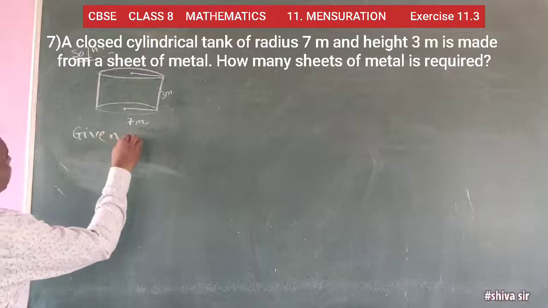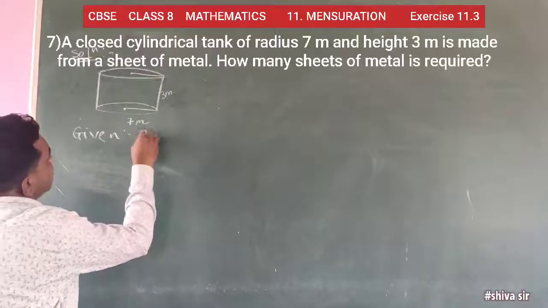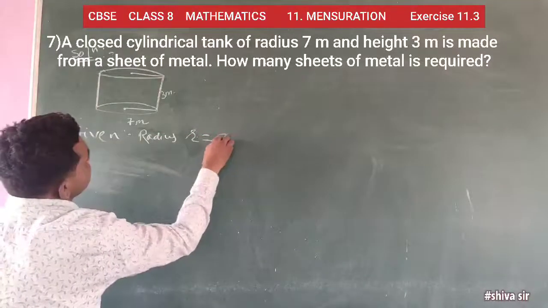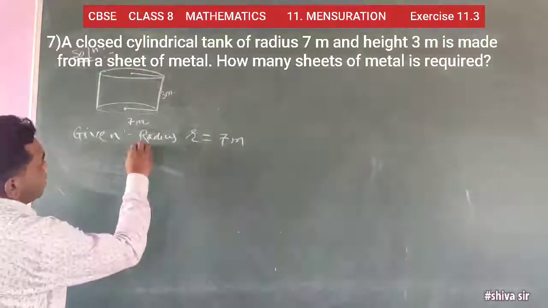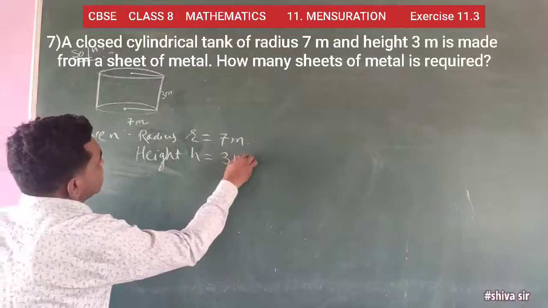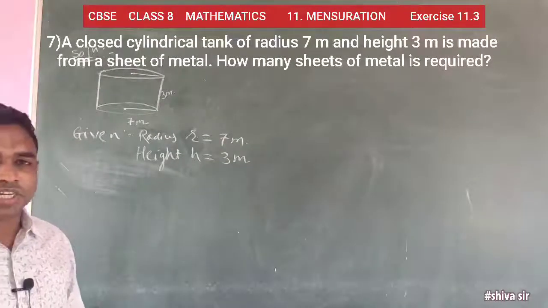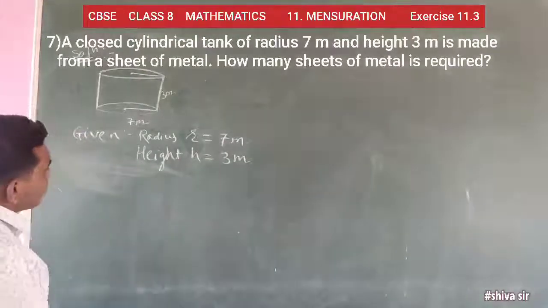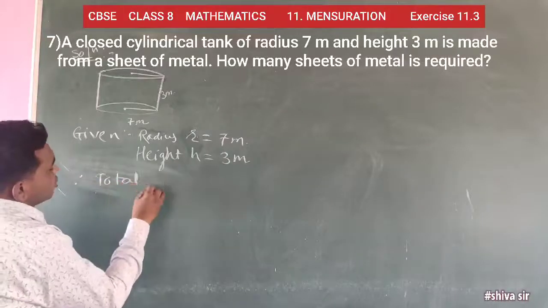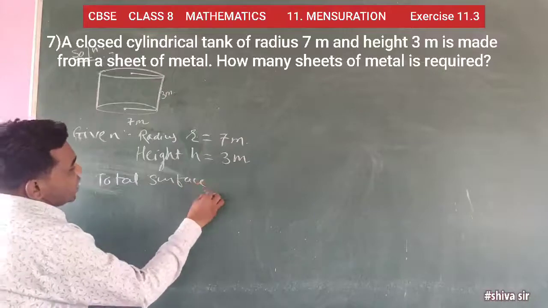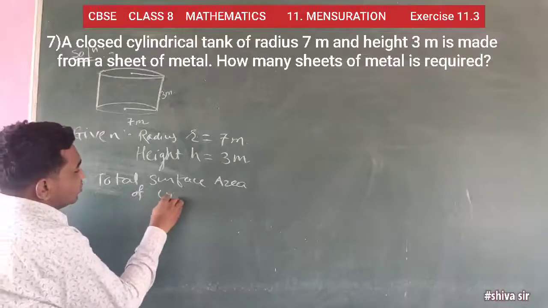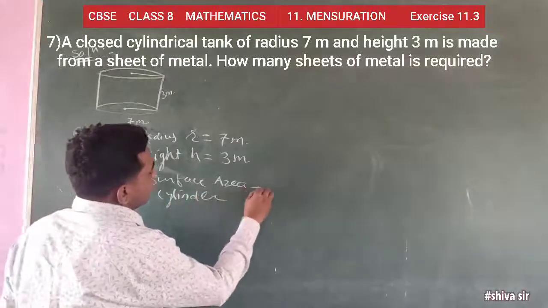The given values are: radius of tank, simply r, is equal to 7 meter, and height is equal to 3 meter. We have to find out the total metal sheet required for the cylindrical tank. So here we have to find out the total surface area of the cylinder. What is the formula?